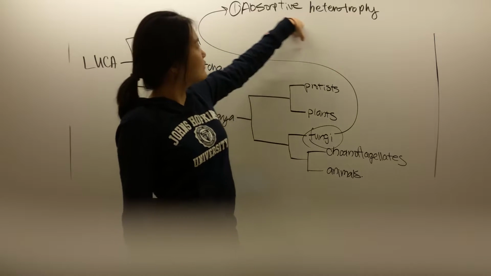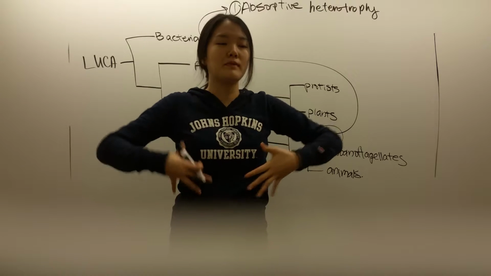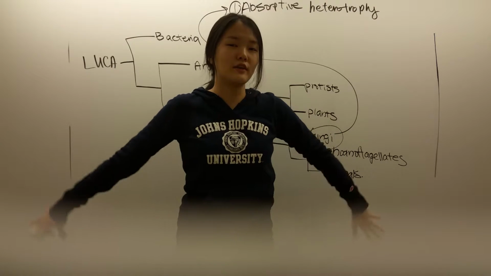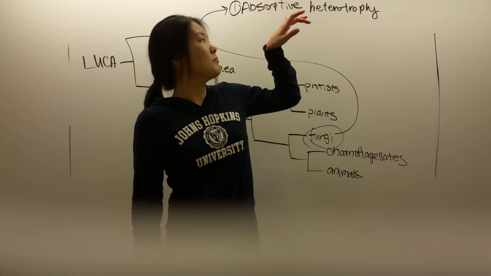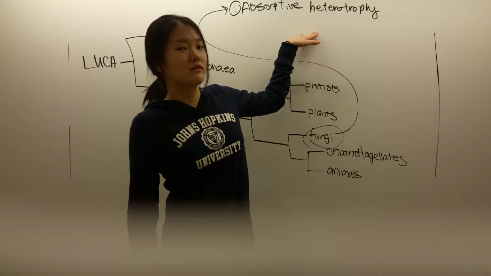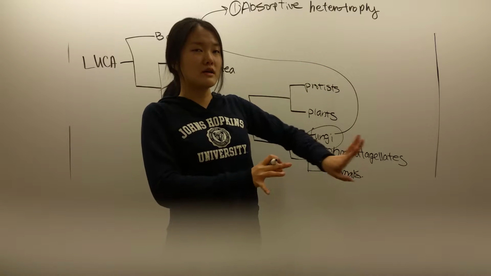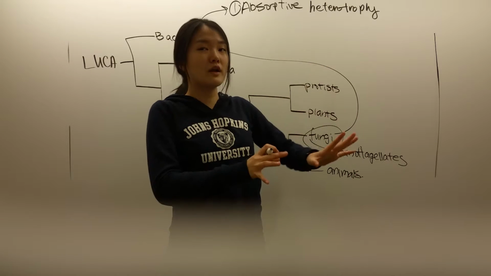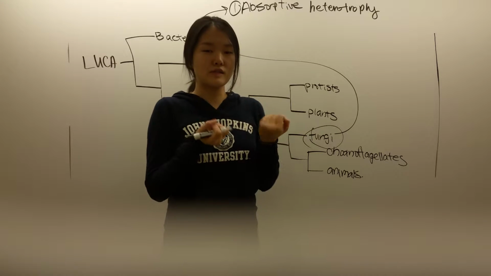And absorptive just means that, in contrast to us, where we eat things and put them in our bodies to digest and then spit out waste and use the other stuff, fungi secrete all this stuff, break it down outside of their bodies, and then absorb that carbon and all the minerals and stuff.